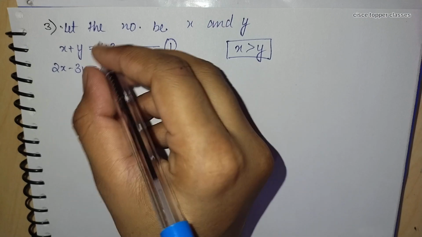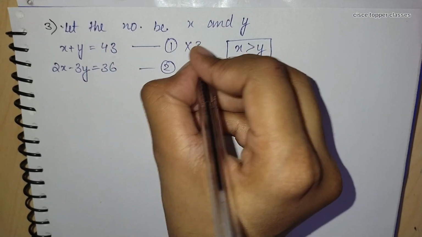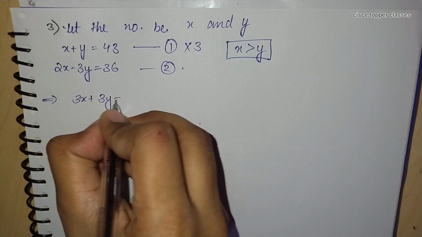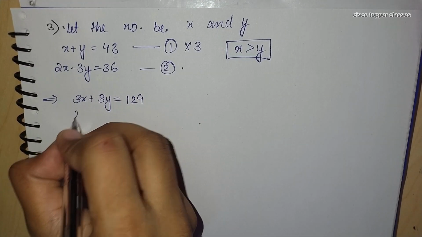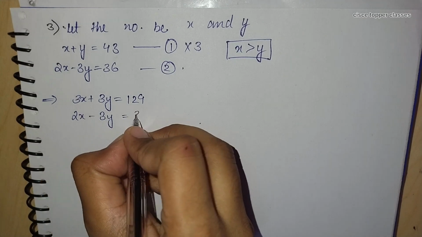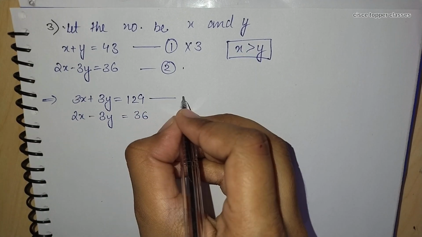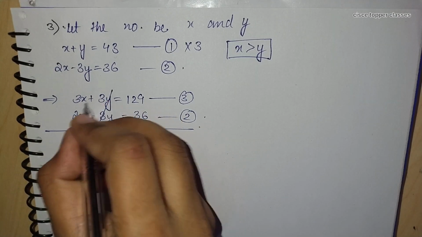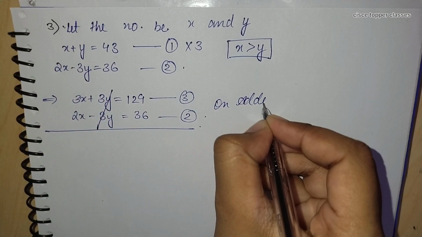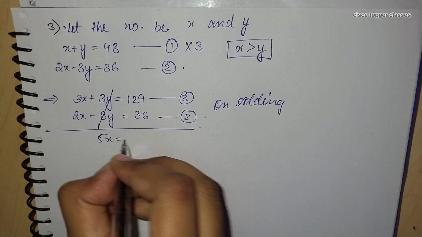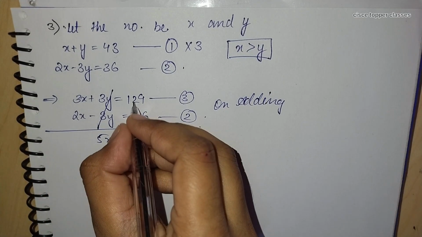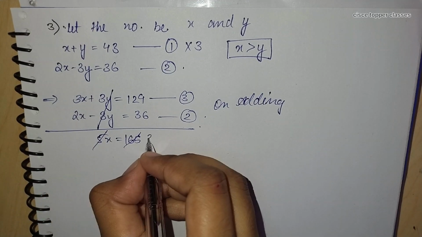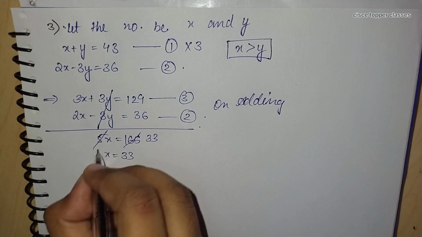Now to solve these two equations, we will multiply the first equation with 3. On multiplying, we will get 3x plus 3y equal to 129. And 2x minus 3y equal to 36. We will use this second equation and this third equation to find the values of x and y. The y terms will be cancelled out on adding. So we will add here. Here we will get 5x equal to 129 plus 36, that is 165. This will be divided to give 33. x is equal to 33 from this question.